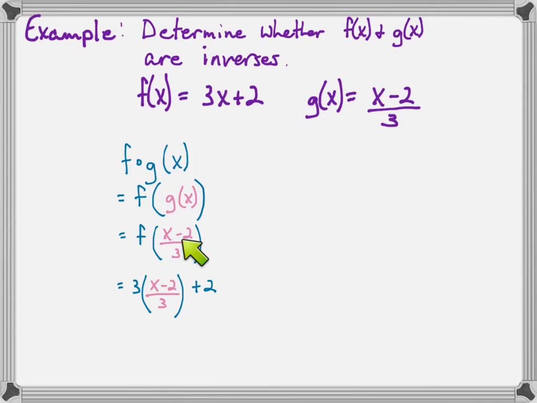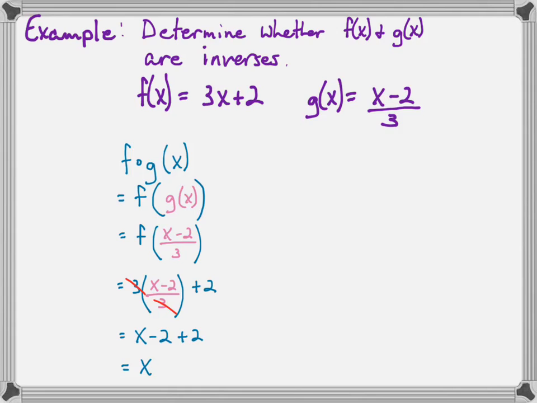So I'm plugging in the pink stuff here. So 3 times the pink stuff plus 2 is what I get. And I have to simplify it. So the 3's cancel. We're left with x minus 2 plus 2, which simplifies to just x.